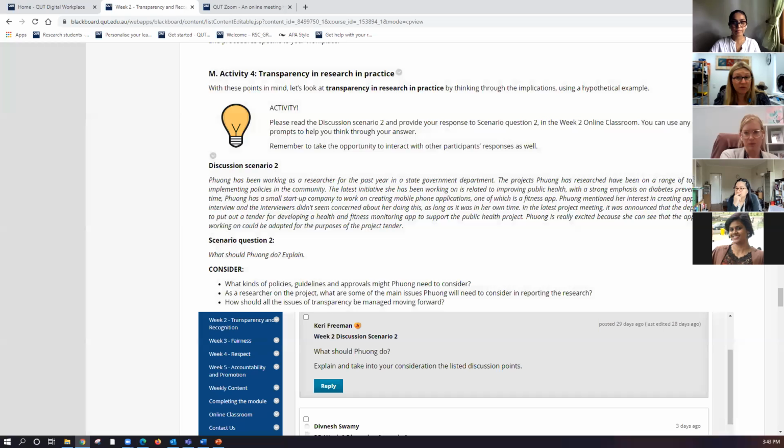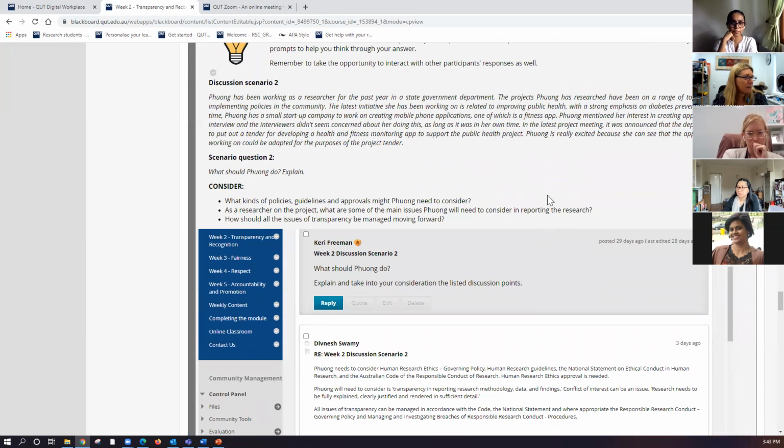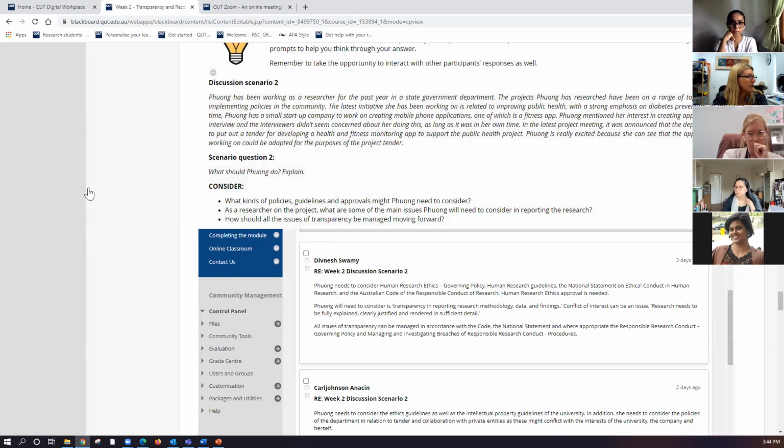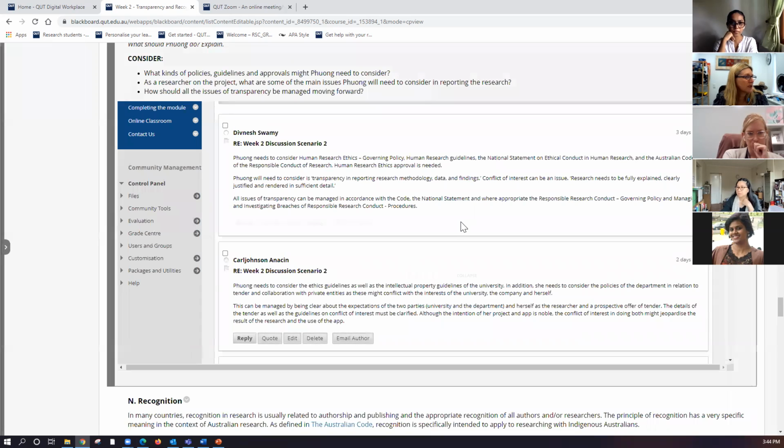So she was working for the government, which is interesting. There would be a lot of protocols within a government department, of course, and it was around the app. And so we're looking at the kinds of policies, guidelines, and approvals that Fong might need to consider. So again, a lot of you commenting, which was really great. I can probably shut this and make that, there we go, that's better.